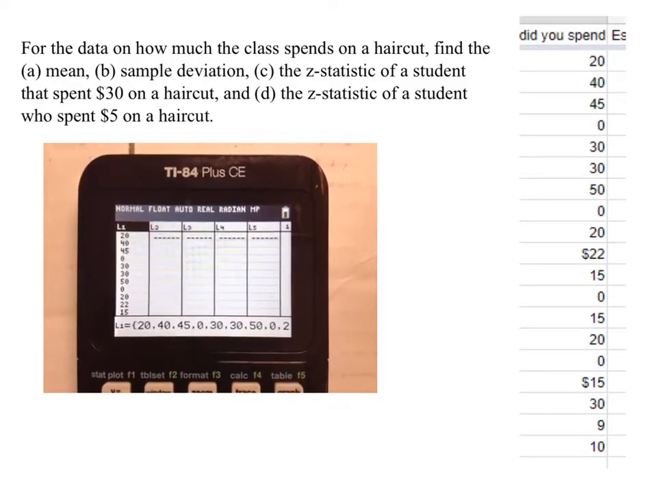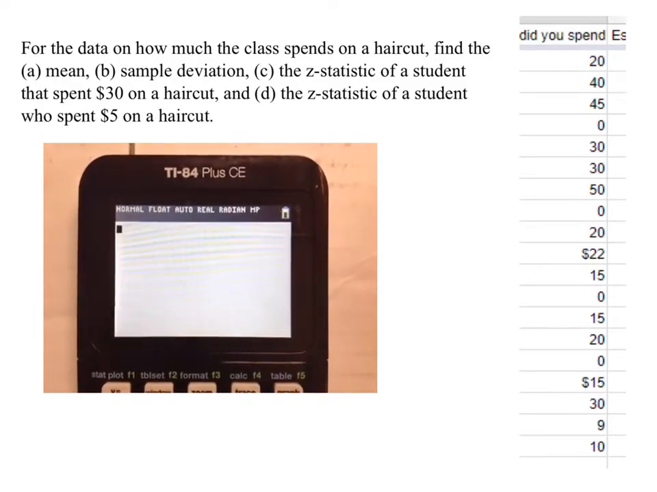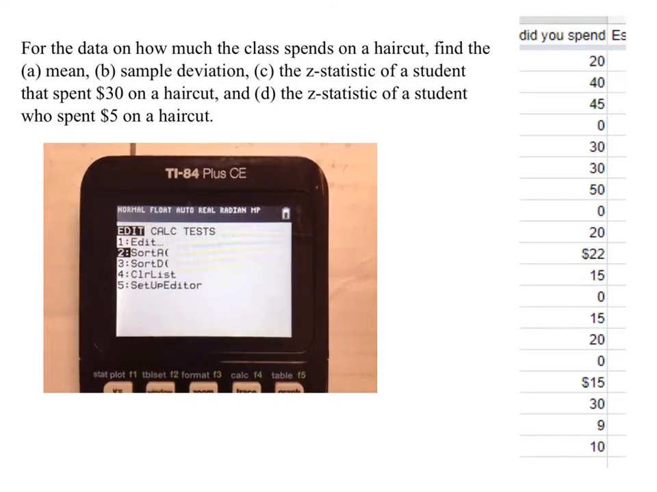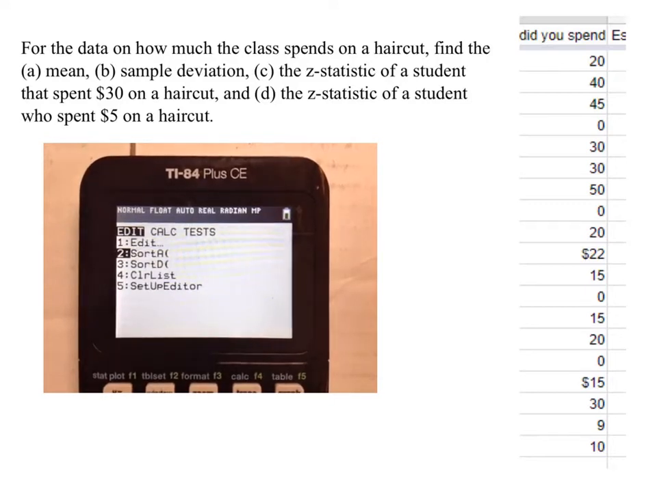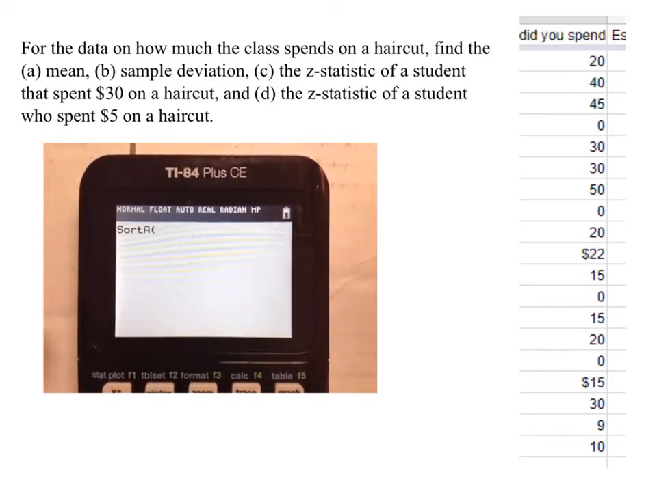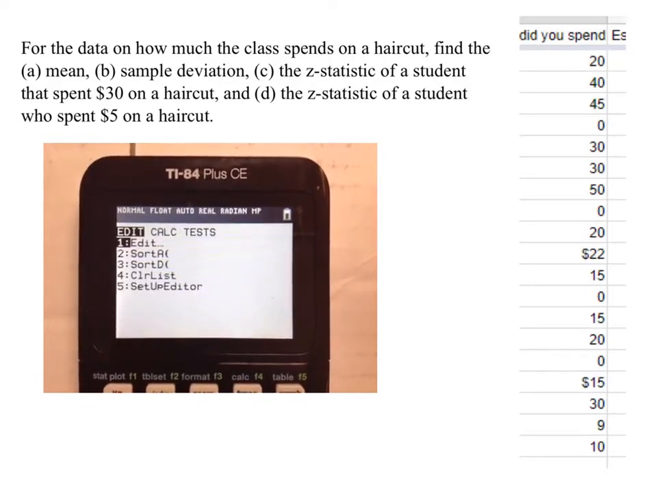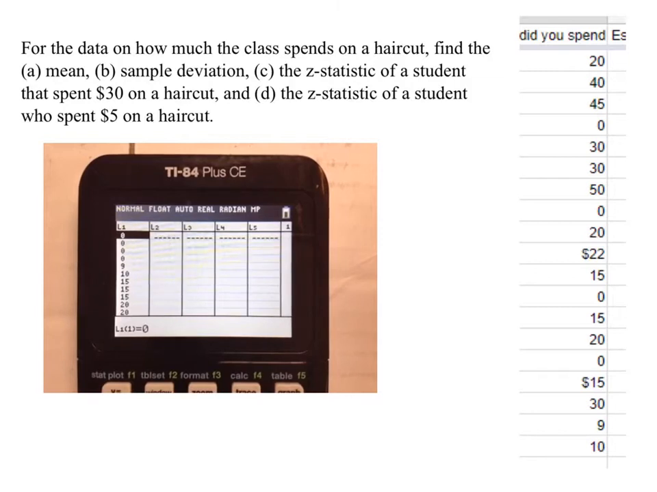If you go to stat, you see it says sort. Sort A means sort ascending, means it will start with the lowest number and go to the highest, and sort D means descending. Well, I like it in this, so you then do second one. You say I want to sort list 1. It says done. So now when you go back in, the numbers have been sorted.